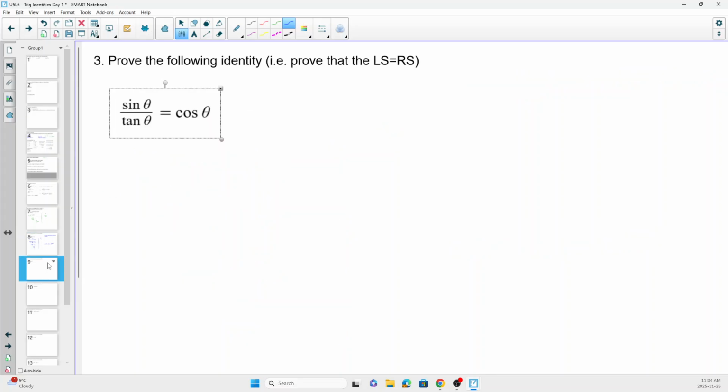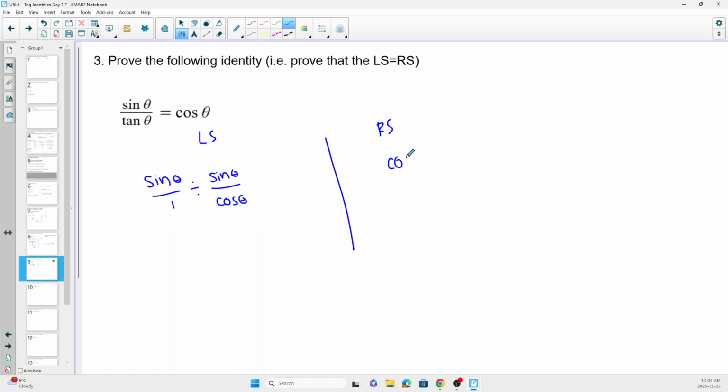Example 3. Prove the following identity: sine theta divided by tan theta is equal to cos theta. So similarly, I'm going to rewrite this as sine theta over 1 divided by tan theta, but I'm going to rewrite tan theta as sine theta over cos theta. This is my left side, and on the right side I have cos theta.